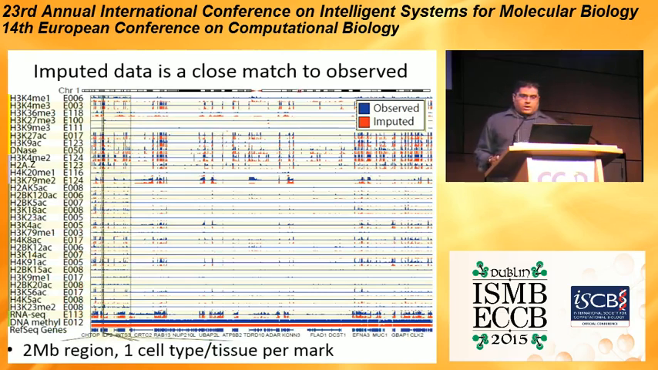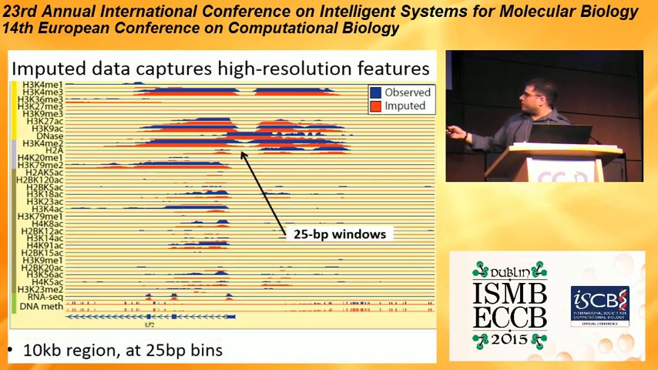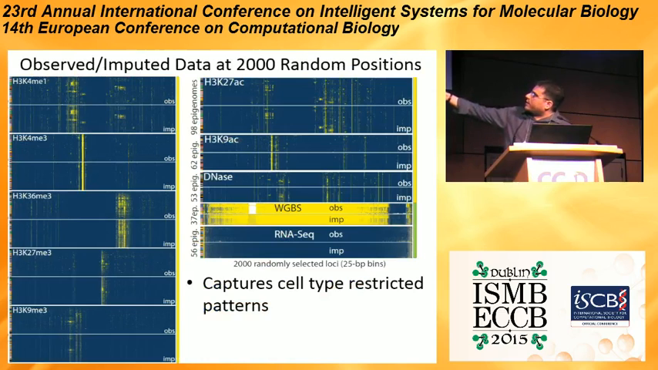This is giving you a visualization of one region, where in blue is observed data, and in red is our imputed data, not using those specific observed data tracks. It's shown for each mark in one of the various cell or tissue types, and this is at a 2 megabase resolution. We can zoom in at a 2 KB resolution, even go further down. This is a 10 KB region, and you can see we can capture very high resolution features such as this nucleosome dip.